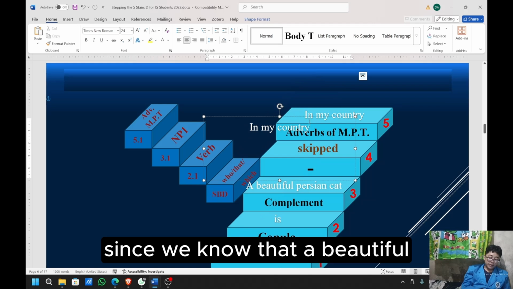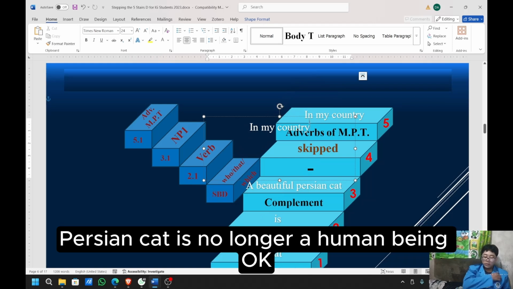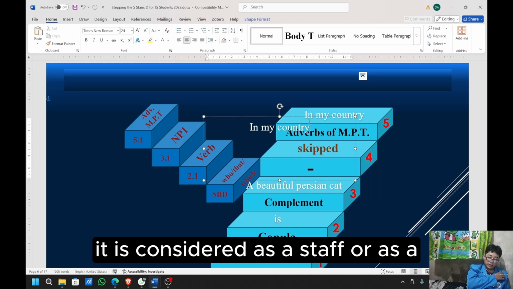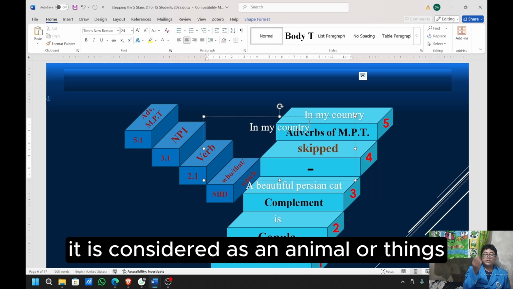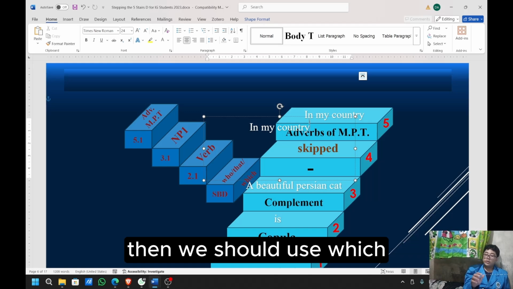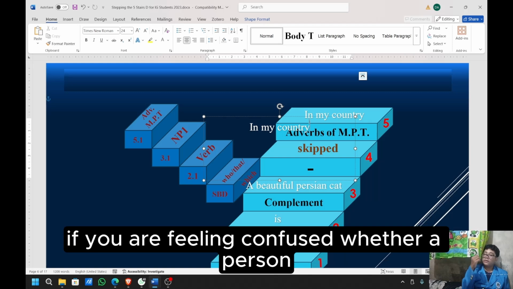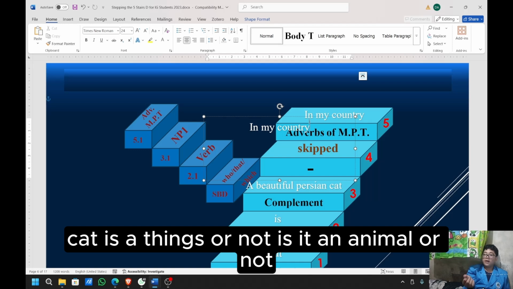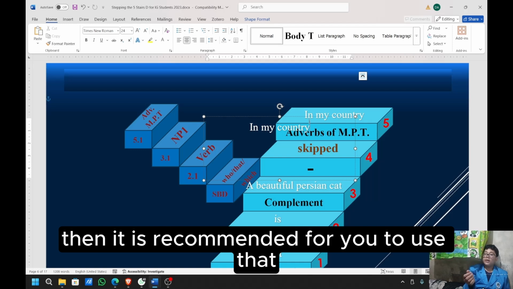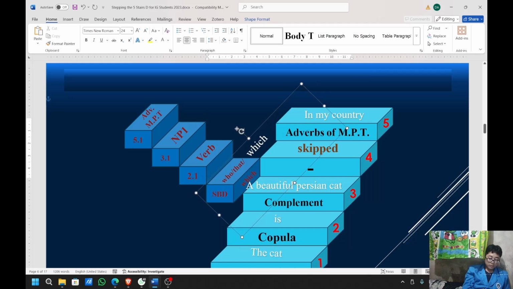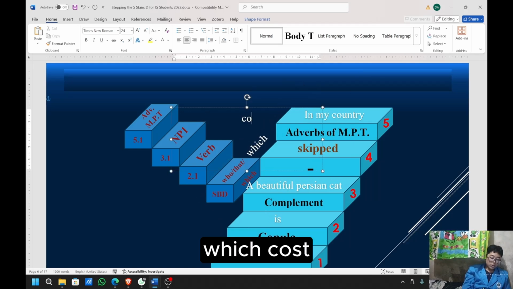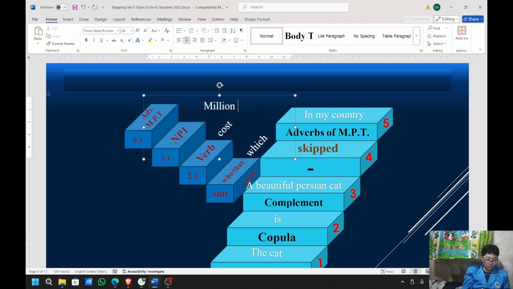Then let's try to fill in the relative clause. Since we know that a beautiful Persian cat is no longer a human being, it is considered an animal or a thing, then we should use which. But if you are feeling confused, for example, whether a Persian cat is a thing or not, is it an animal or not, then it is recommended for you to use that, which costs $1 million.